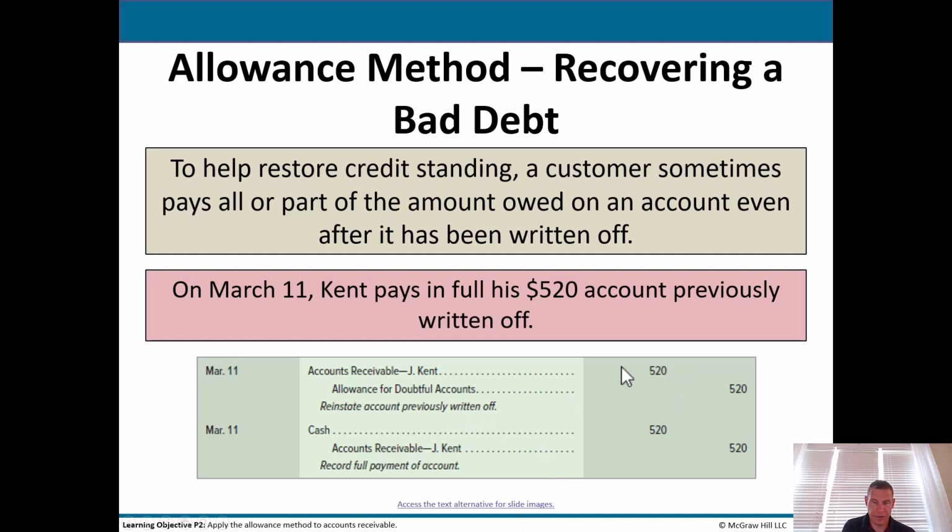Again, the first thing we'll do is reinstate the accounts receivable. We're debiting, or increasing, accounts receivable, and then we are crediting allowance for doubtful accounts. We're taking that 520 that we had sort of used up and moving it back over to the allowance side, the credit side. And then we have a debit to cash, increasing cash, and a credit to accounts receivable, again, to recognize that this has now been paid.